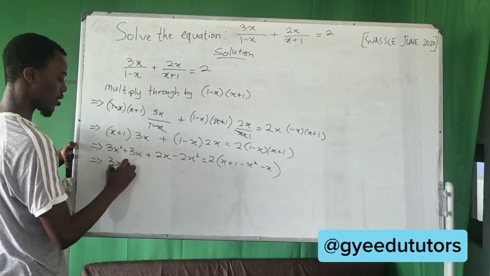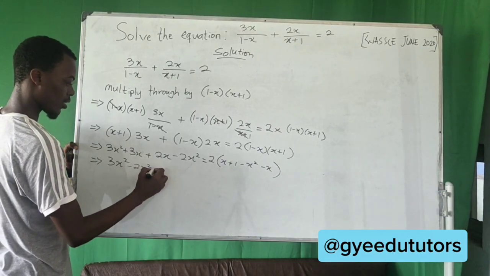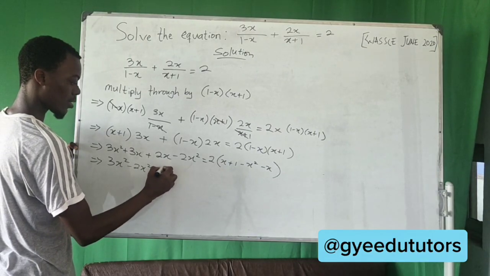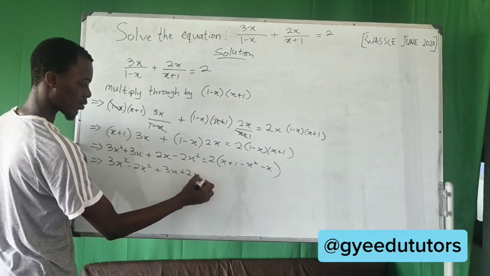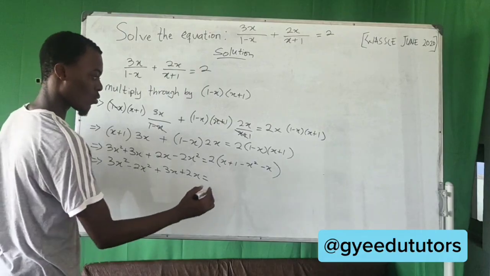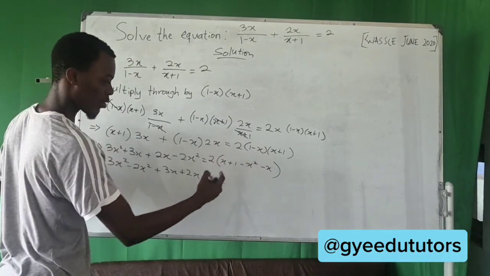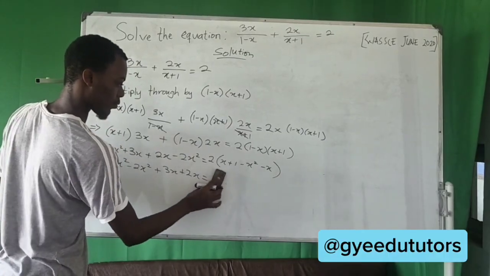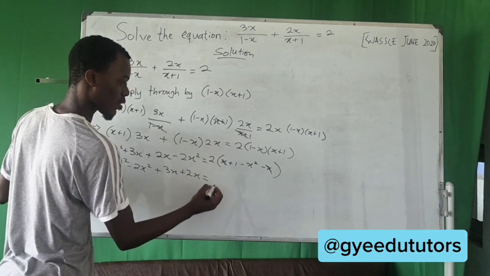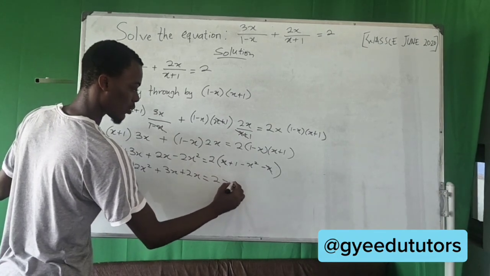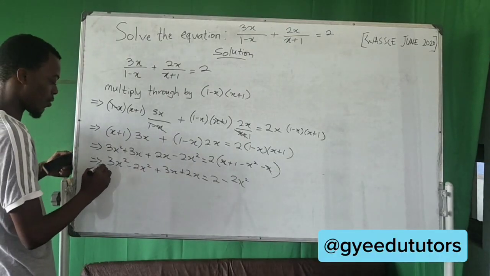So now we have what? 3x squared minus 2x squared plus 3x plus 2x equal to what? Minus 2. For this side, we have this x minus x cancels. So now we have what? 2 minus what? 2x squared. So now on this same layer, we have what?